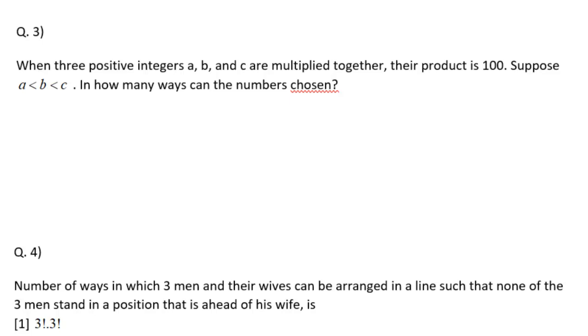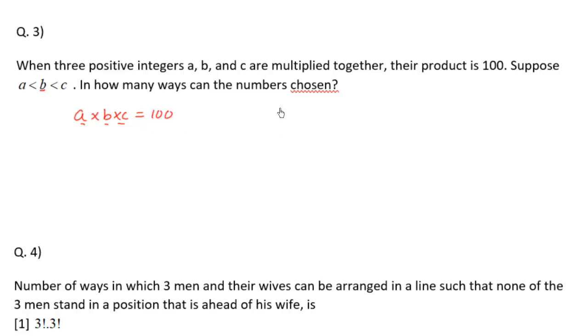Here it says that when 3 positive integers a, b and c are multiplied together, their product is 100. And a is less than b and b is less than c. So c is the largest, a is the smallest. So in how many ways can we choose such numbers? So we need 3 numbers whose product should be 100. So obviously if a into b into c is equal to 100, we can clearly say that a, b and c must be factors of 100. Then only it is possible, right?